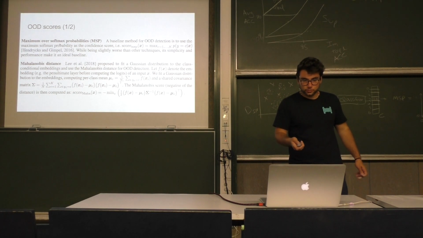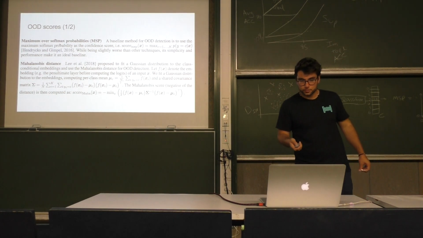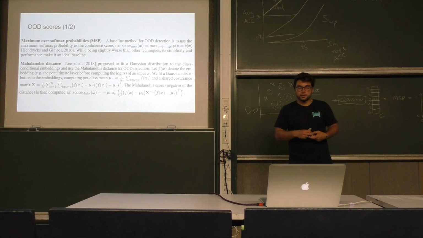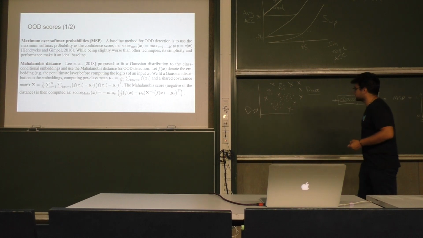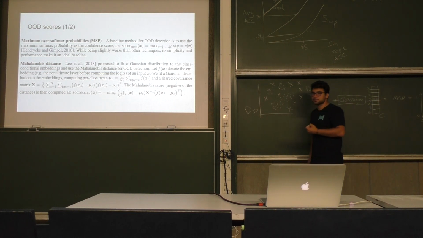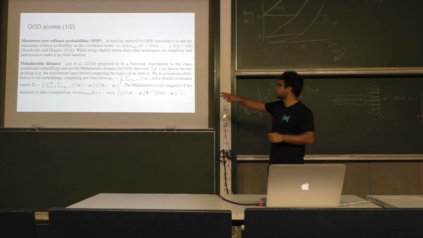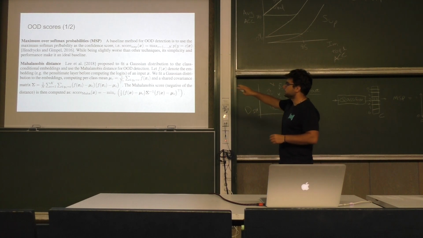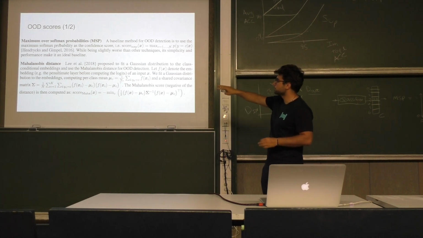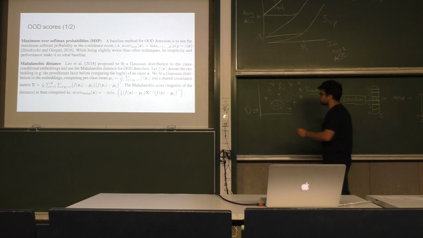The alternative would be this Mahalanobis-based score. This basically leverages the fact that a supervised classifier tends to cluster images that belong to the same class together on the feature space, and they form something very close to a Gaussian distribution. So this is a way to fit this Gaussian distribution. So we fit a Gaussian distribution for each class.